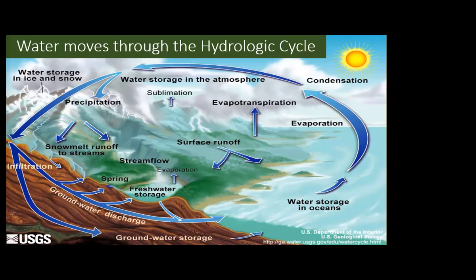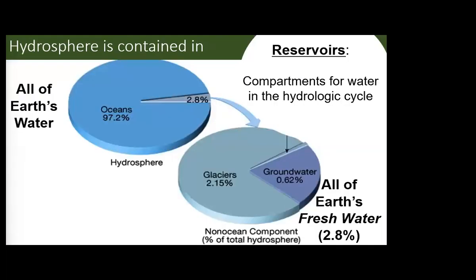It can be stored in large cloud systems. It's not going to be rained out until it reaches a certain weight. So these can be stored in a lot of different areas. Whenever we're talking about the hydrologic cycle, what we're really talking about is where is it being stored, where is it being transported, and how is it being moved from those different areas of storage. So we're going to be using the term storage a lot. We're going to be using the term reservoir a lot as well.